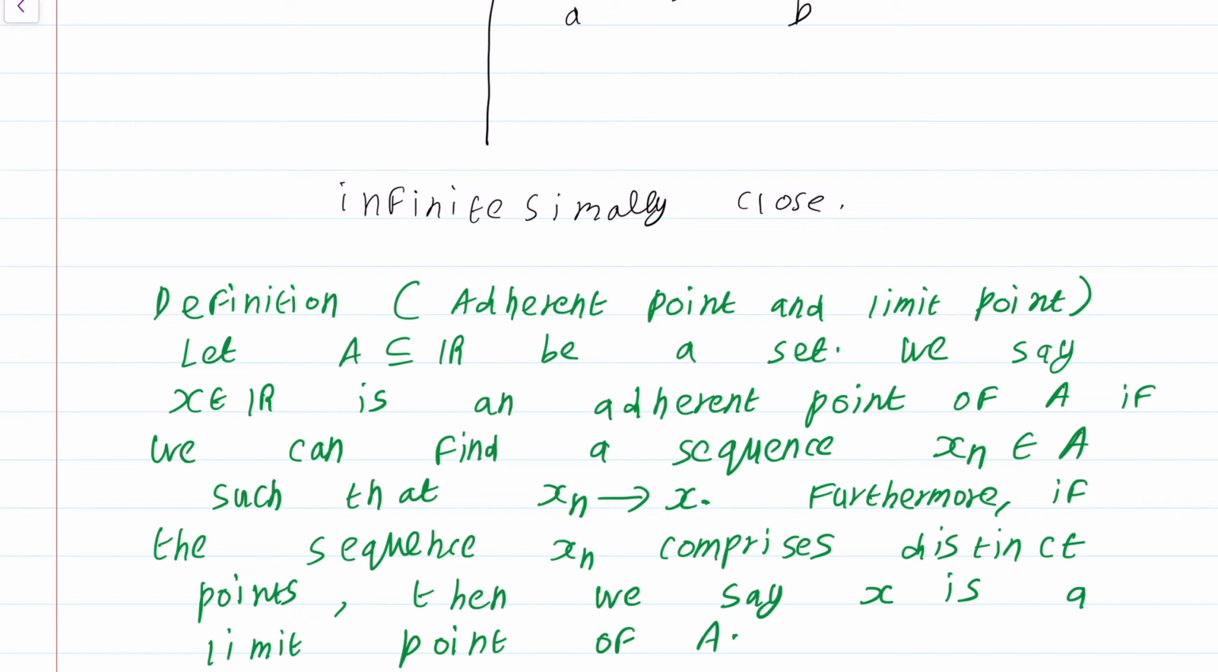So this adherent point captures the idea that a point x is, quote unquote, infinitesimally close to the set A. What we are saying is the point x is adherent to A if you can find elements of A that converge to x. If you think about the definition of xn converging to x, what this is really saying is no matter how close to x I get, there is always a point in the set A that is closer to x, right? That's the only way by which there can be a sequence xn converging to x.